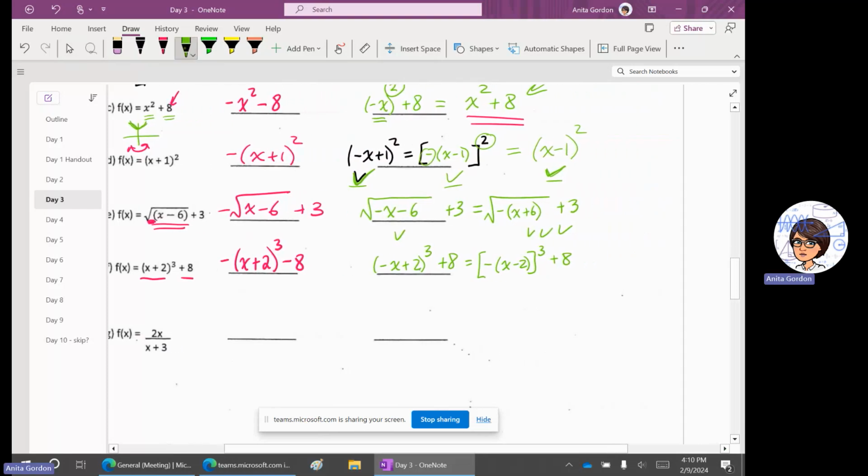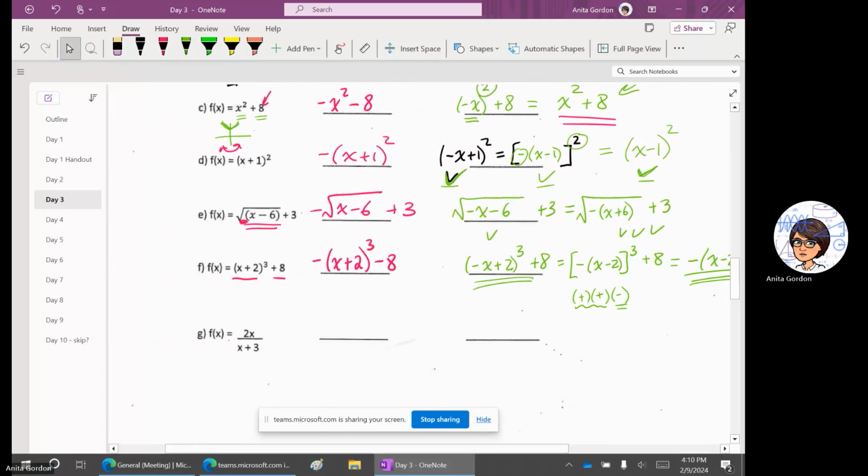Now, what happens when I cube a negative number? Negative number times negative number times negative number. These two make it positive. I end up with a negative number. So that means this is negative (x - 2) all cubed + 8. And that would be my simplified version. Again, this is fine. This is better.